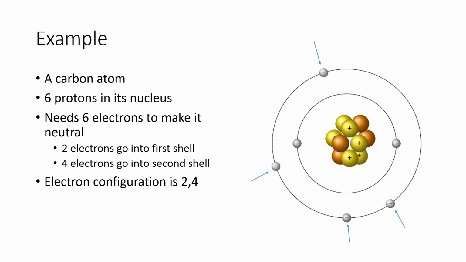This makes the electron configuration of a carbon atom 2 electrons in the first shell and 4 electrons in the second shell. You can illustrate this with the diagram like you see on the right-hand side of your screen. Or you can represent it with the short form that you can see there in the notes on the left-hand side. That is, the electron configuration of a carbon atom is 2, 4.